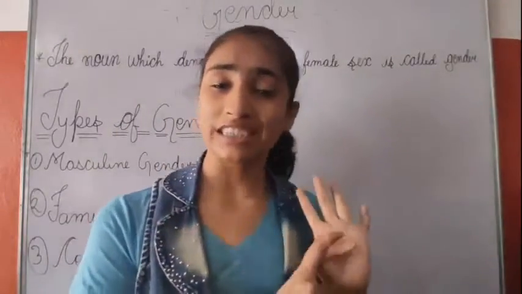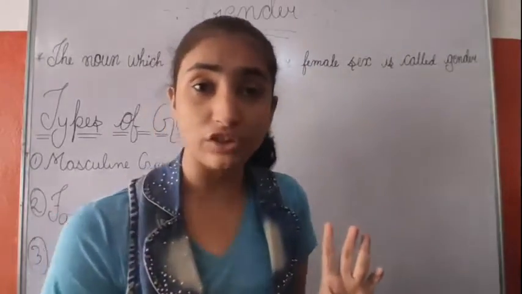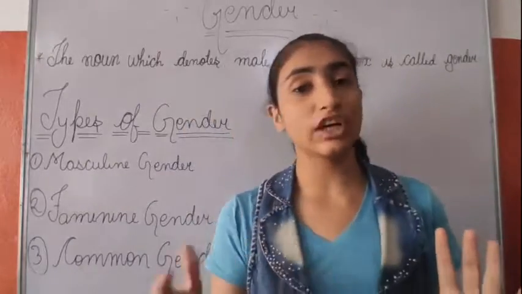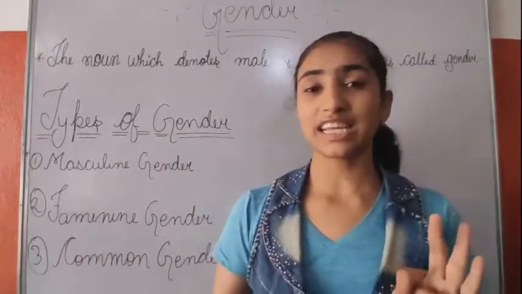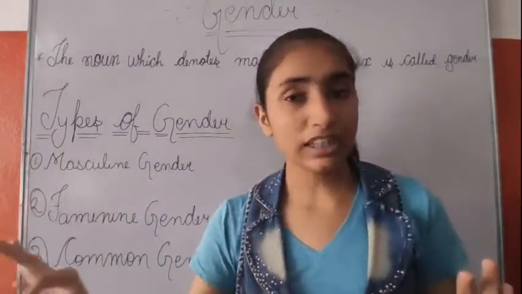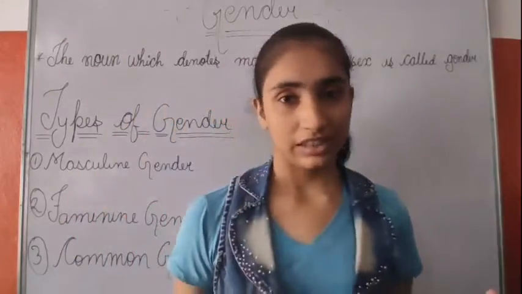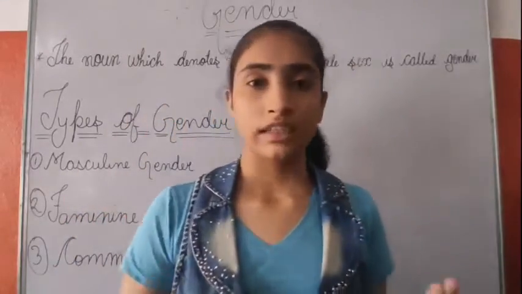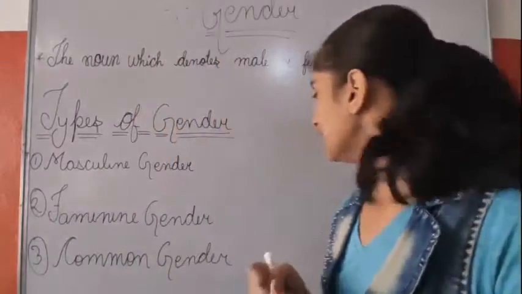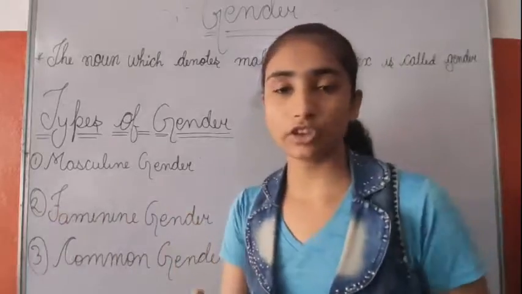First, the word gender has been derived from the Latin word genus, which means sort or type. And the next one is that the word gender has been derived from the Anglo-Norman French word, also known as genere, or a loan word. Both mean sort or type. It means you can say that both genus and genere are similar to each other.